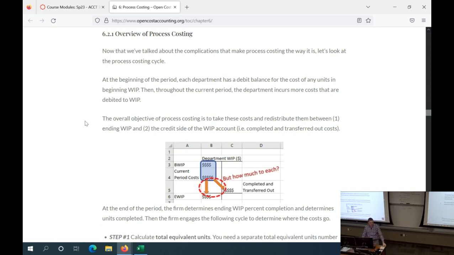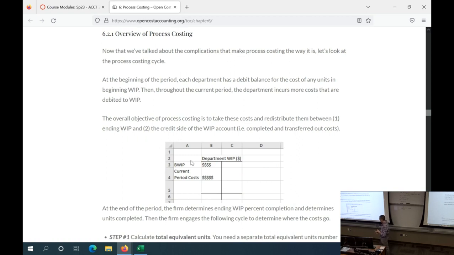What are we trying to do with process costing? All right, well, here's a T account. The idea is we have certain costs we're incurring. This is the department work in process inventory account. We have some costs that came over from last period. We have some current period costs. We have to pay people, direct labor. We have to buy materials, direct materials. Those get charged in as debits into the current period costs.